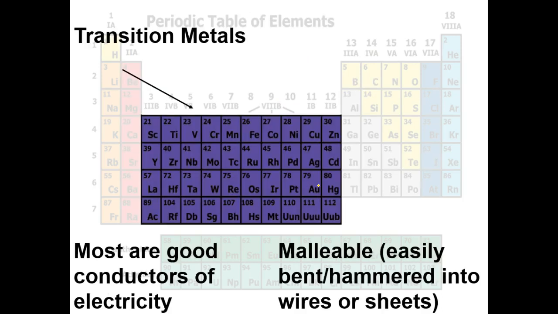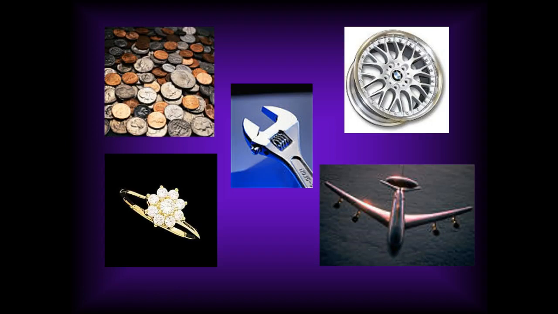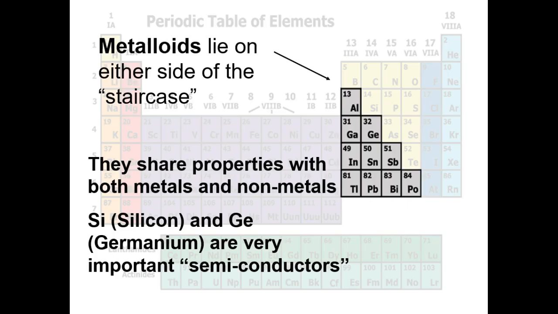Okay. Transition metals. That is that whole group in the middle, very middle. They're good conductors of electricity and they're malleable. They bend easily. This is where you're going to find a lot of your precious metals like gold, silver, platinum, things like that. Okay, so how many things can you think of that have transition metals in them? Well, hopefully you know coins, jewelry, airplanes, that kind of stuff.